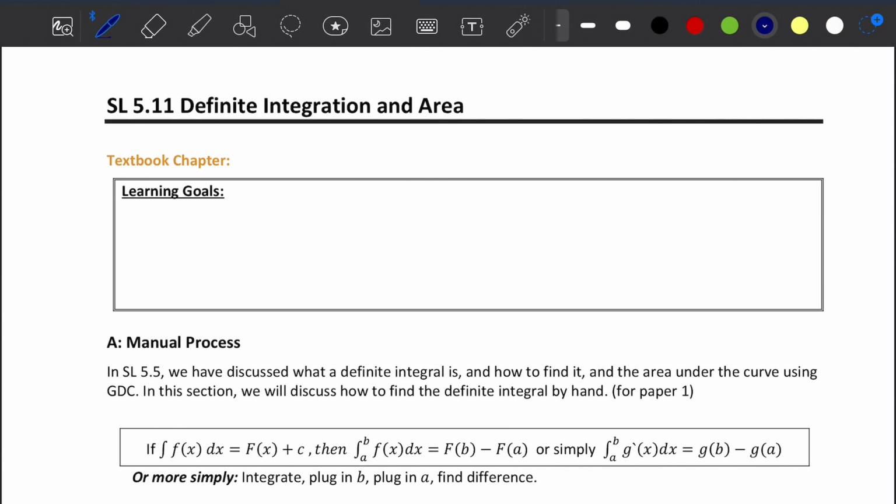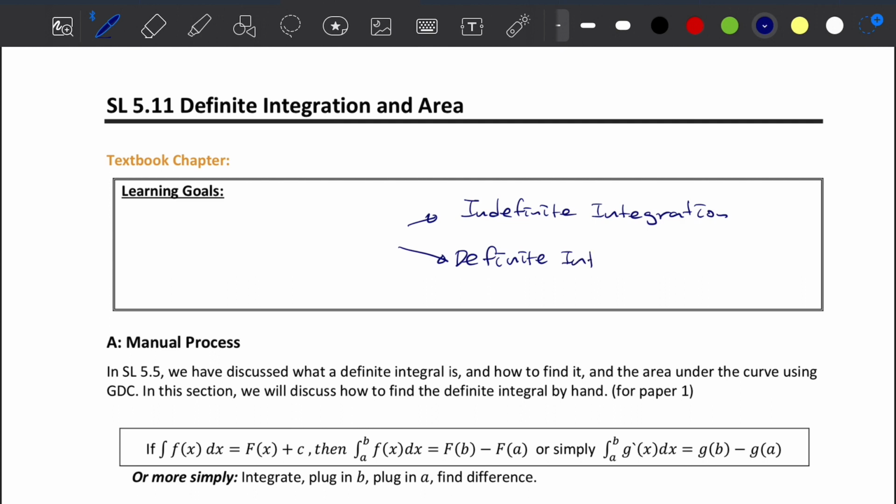In today's video, we will be discussing definite integration area. This is section 5.11 of the IB Math AA curriculum. Previously, we have discussed indefinite integration, and today we are discussing definite integration.